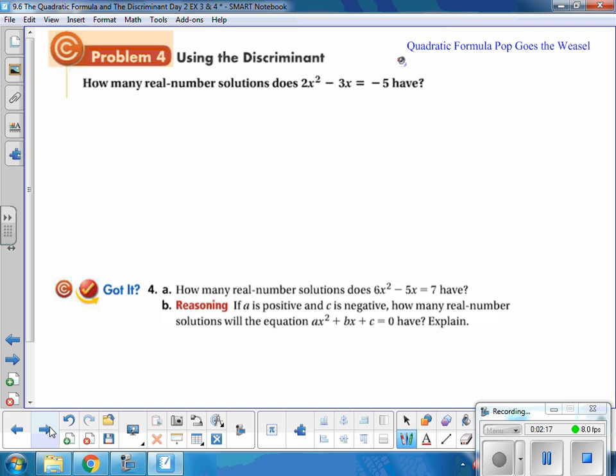Okay, so let's use the discriminant to determine how many real number solutions this equation has. I need to adjust it so I can use it. I'm going to change it. I'm adding 5 to both sides. And now I'm going to call on my neighbor's cats to bring up my quadratic formula.